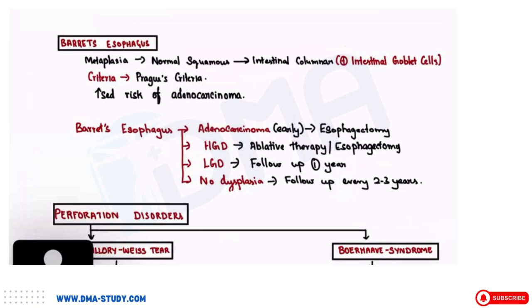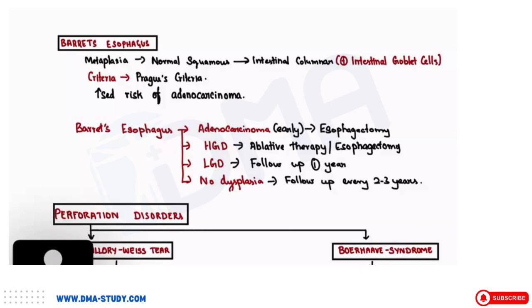What is metaplasia, people? Normal cells convert into another cell type. Metaplasia means change of one cell type to another cell type. Yes or no? That we studied in pathology under cellular adaptation. What is metaplasia? Change of one cell type to another cell type due to adaptation.